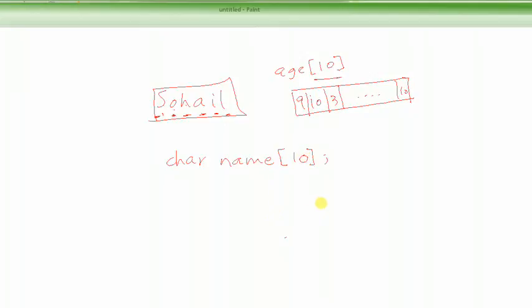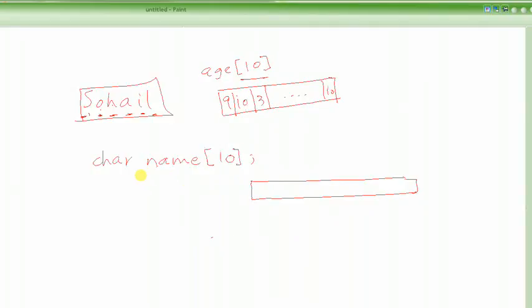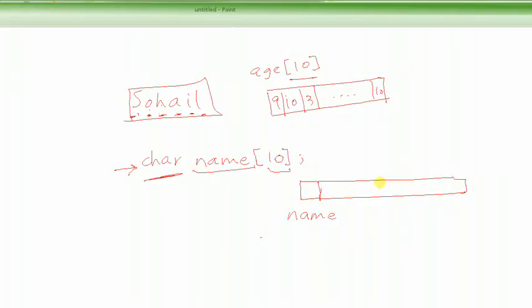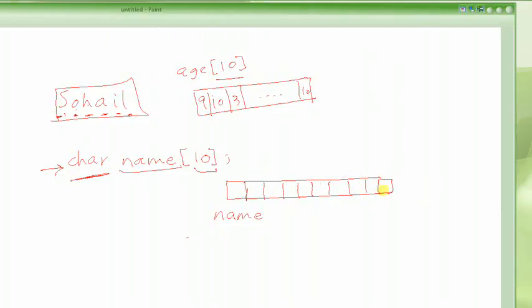So let's say 10. If I represent this with a diagram, this is how it will look in memory conceptually. It says allocate memory and call it name, and it will have enough elements, 10 elements, where each element is of data type character. So if this is enough to store one character, then what we want is 10 of those: 1 2 3 4 5 6 7 8 9 10.